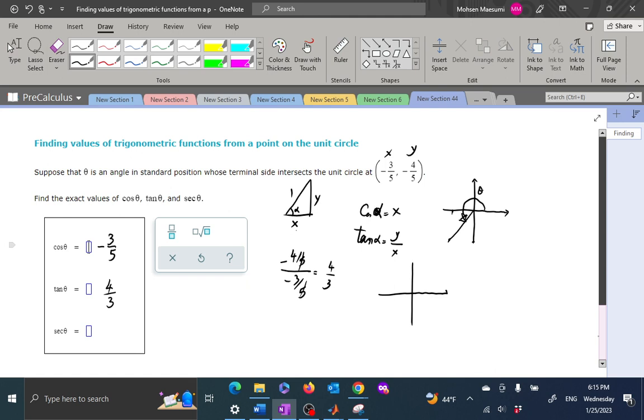Side remark, otherwise these problems in this section are all the same. Let me just answer this. Secant of an angle is just the ratio of hypotenuse to adjacent, so the reciprocal of x. So our answer is simple here: 1 over minus 3/5 is just minus 5/3.